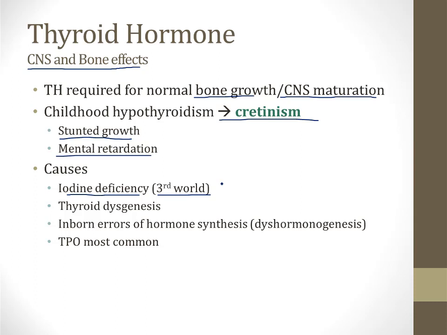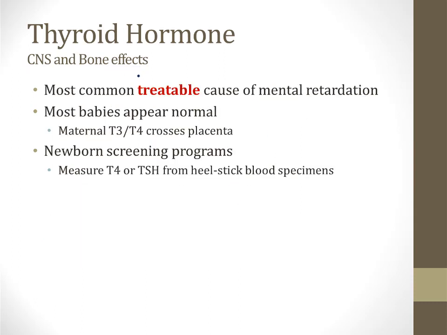Some children are born with an abnormally formed thyroid gland. This is called thyroid dysgenesis, and this can lead to cretinism. And then finally, there are very rare inborn errors of hormone synthesis. This is called dyshormonogenesis. The most common inborn error is an error in producing the enzyme thyroid peroxidase. If you don't have a normally functioning TPO enzyme, then you can't make thyroid hormone, and that can lead to cretinism. Cretinism is the most common treatable cause of mental retardation.